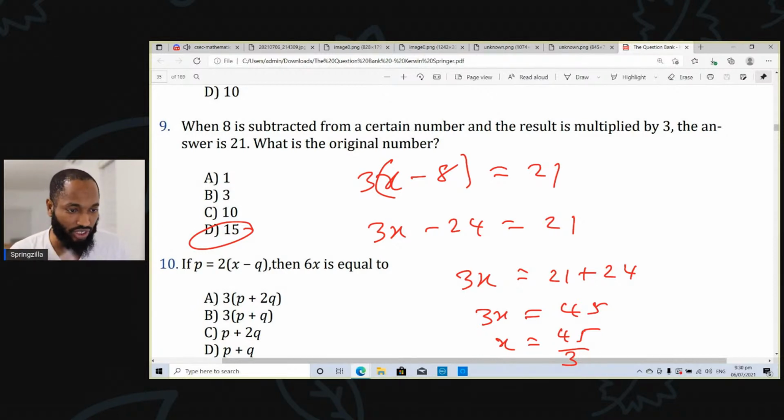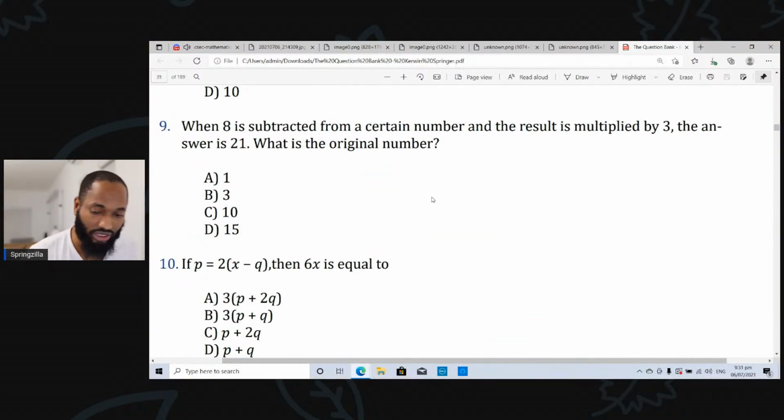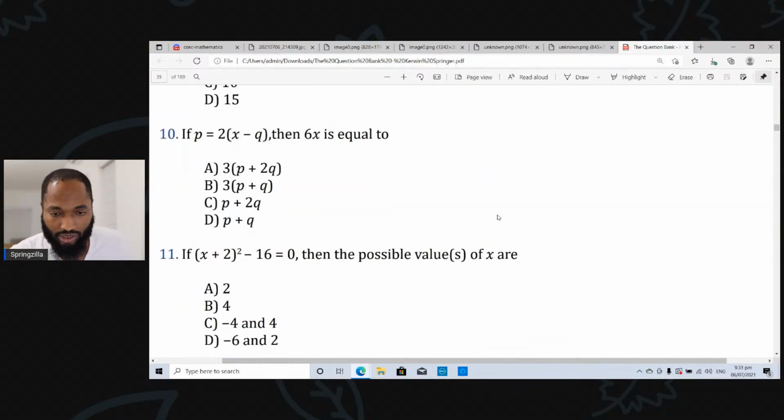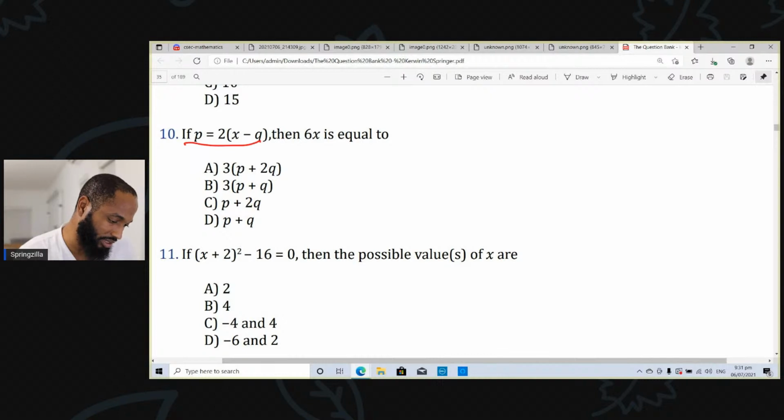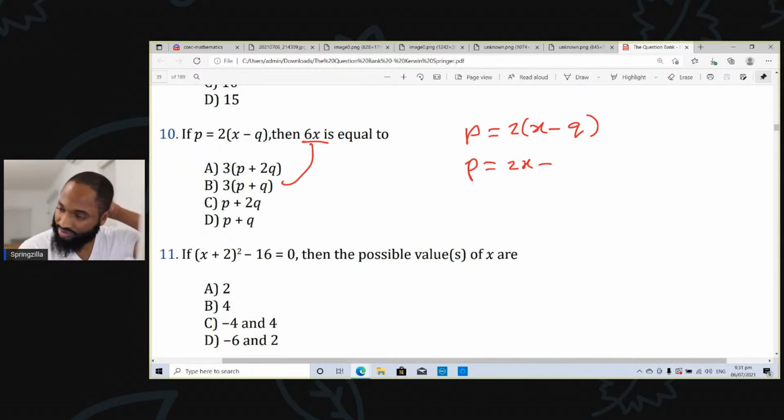Now they do not allow a calculator, and no multiple choice. If P is that, then what is 6x? You need to make x the subject of the formula, multiplied by 6. P is equal to 2 times x minus q. So P is equal to 2x minus 2q. We can do a plug-in thing and check it as well.